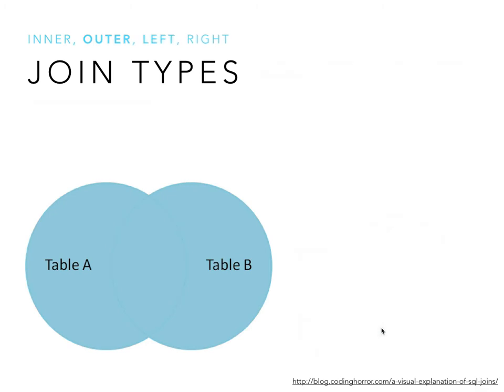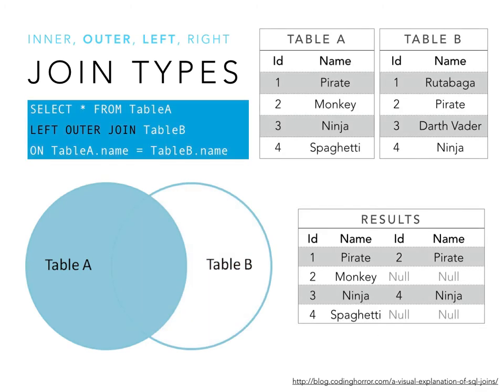There's also something called a left outer join. In the left outer join, we're going to get the complete set of records from table A with matching records when available from table B. If there's no match, the right side will contain null. See what's going on there?